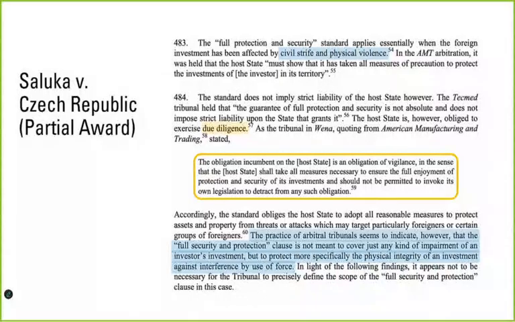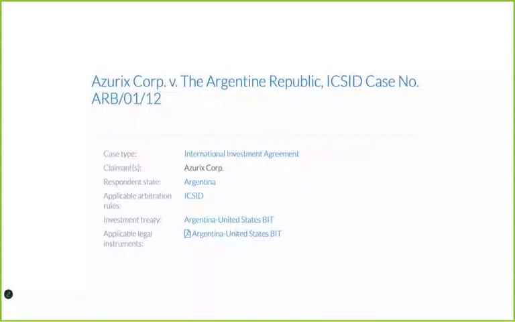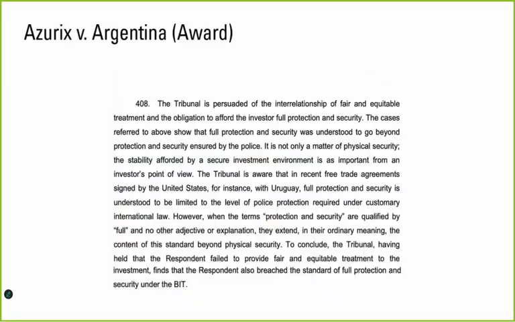So the reason why the Saluka tribunal was so clear is precisely because we have other tribunals that instead have told us that full protection and security is not just about physical security. And this is a case, for example, Zurich v. Argentina, Siemens v. Argentina is another good case. These are all cases where the tribunals have instead said it's not just about physical, it's more. And again, I don't agree with this line of reasoning, but it's a nice case if you want to instead argue that it should be both. This is a nice case to use.